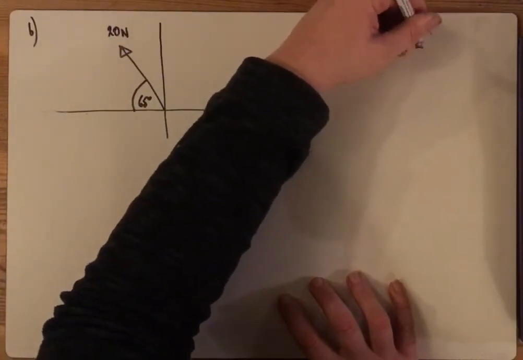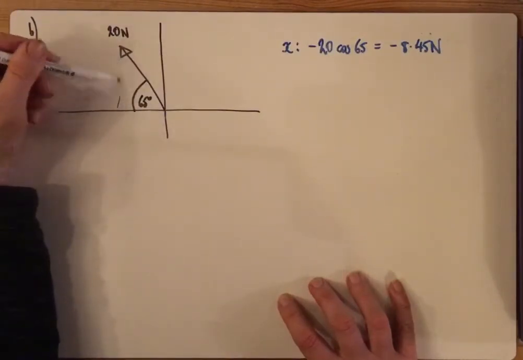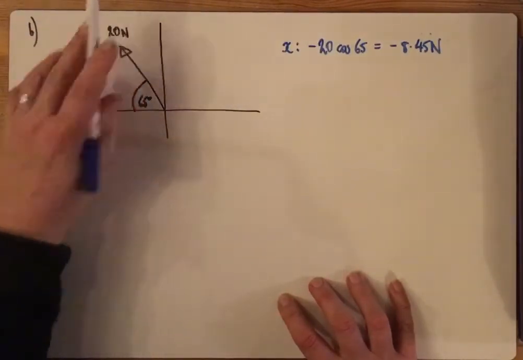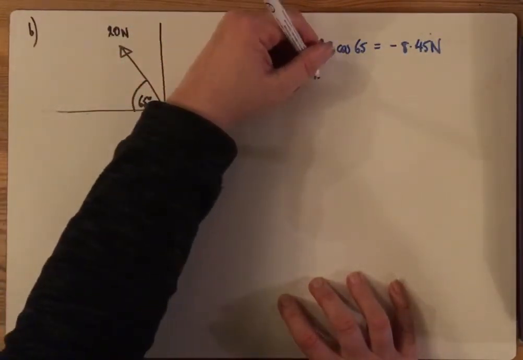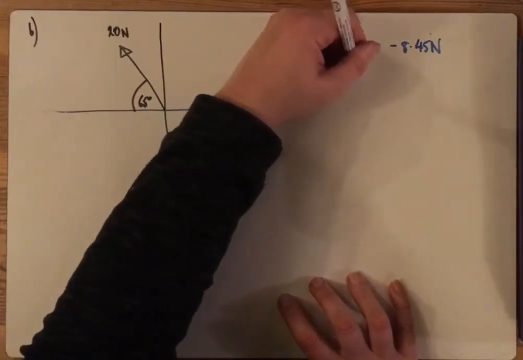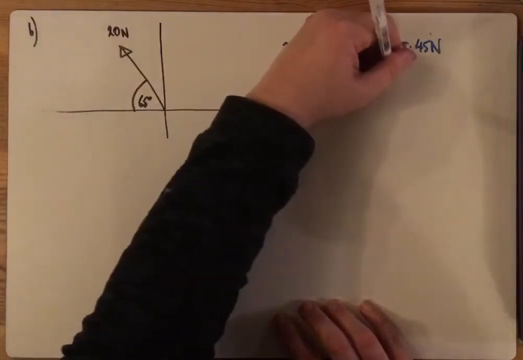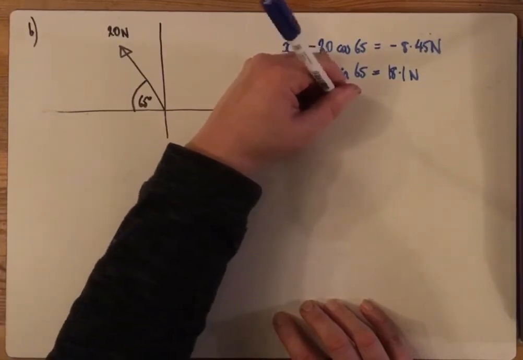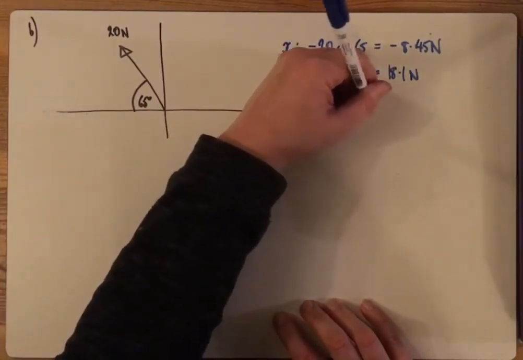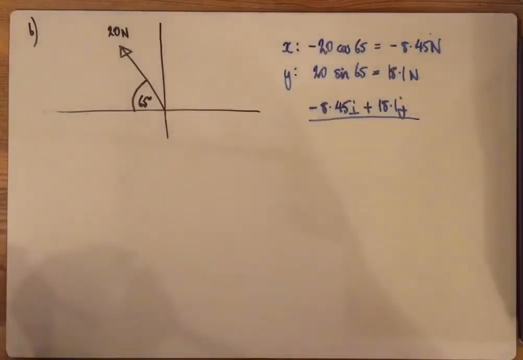So negative 8.45 newtons. And then to get to the opposite, which will give me my y, and that's acting in the positive y direction, so I don't have to worry about changing the sign. You get 20 sine of 65, which is 18.1. And so as a vector, that's pretty straightforward from there. You get that, and I'll just do one more.